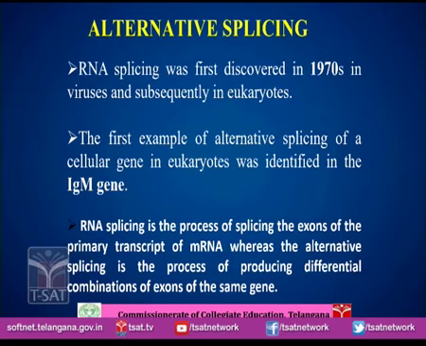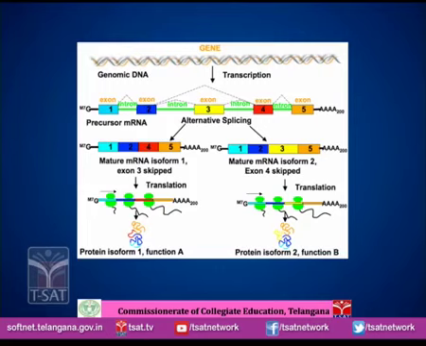Splicing is the process of joining the exons of the primary transcript of mRNA, whereas in alternative splicing, the process produces different combinations of exons being attached. I'll explain in this slide. If you see this slide, the total exons are 5, and you can see the introns there.